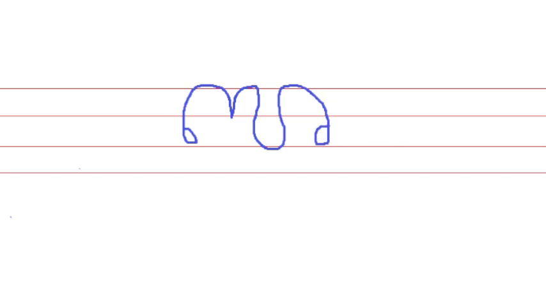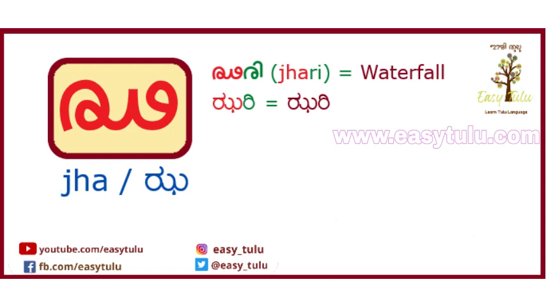Ja. Next one is Jha. This is the aspirated Ja sound used to write Sanskrit words. Example: Jhari. Jhari means waterfall. Also jhari in Kannada. Let us see how it is written. Jha.